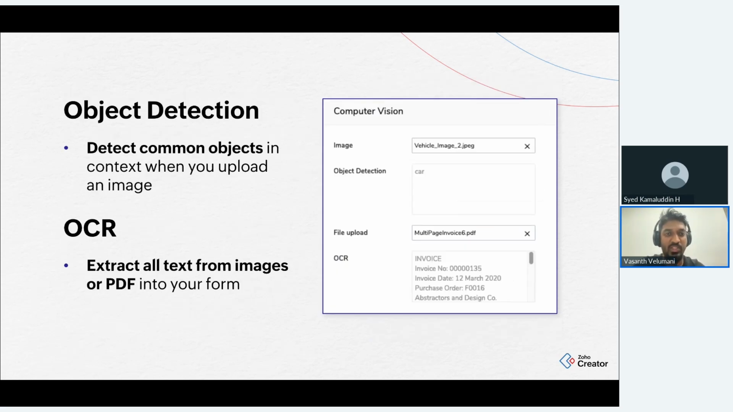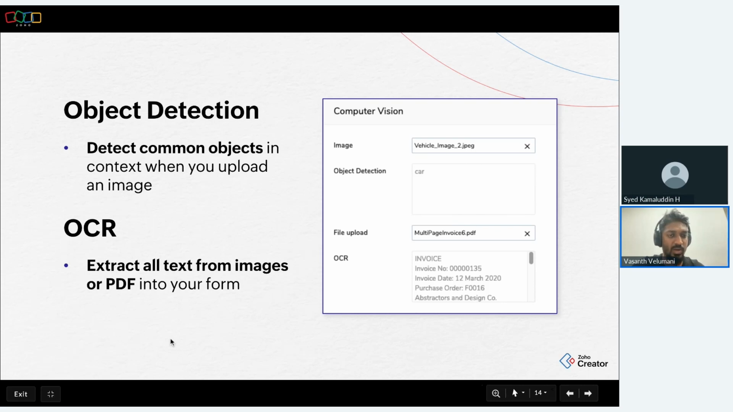Moving on to the ready-to-use vision models. We have the object detection model, which can detect common objects in context when you upload an image. When I say common objects, it is limited to 80 categories of data. So it could be your day-to-day objects that you see: cars, a bottle, a ball, a bat. Beyond this, the model cannot pick up any image and detect it for you, for which you have to use a custom OD model.